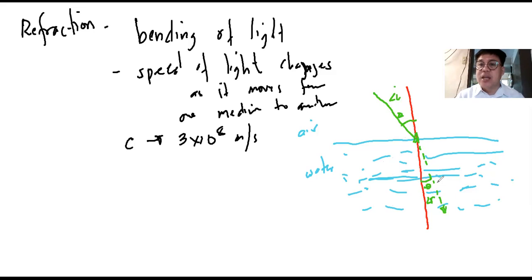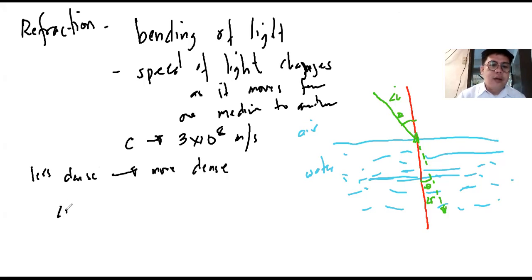That's why there is a change in the direction, because the speed here is lesser compared to the speed in air. Now, let's consider this condition. If a light ray is moving from a less dense to a more dense medium, your angle of incidence is greater than the angle of refraction.